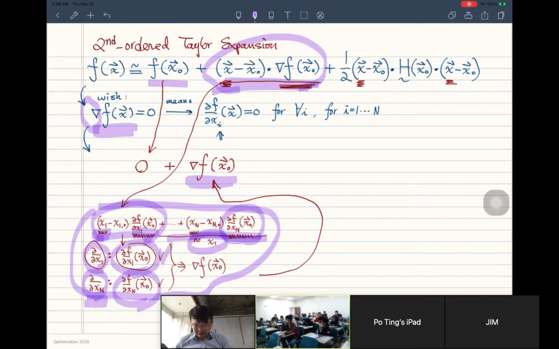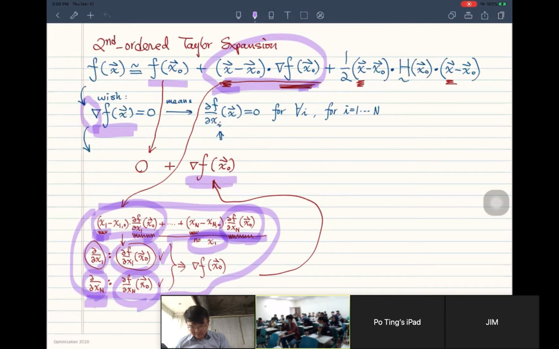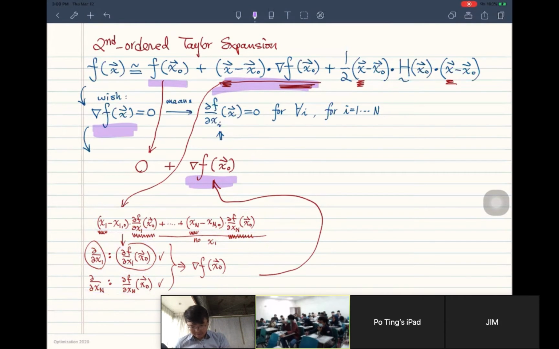So if you check every component right here, you will see, oh, it's actually the gradient vector. So that's why, if we operate a gradient operation on this one, the result is actually this portion. Okay? Okay, good. Let's continue on this one.